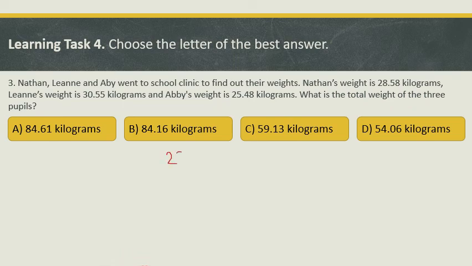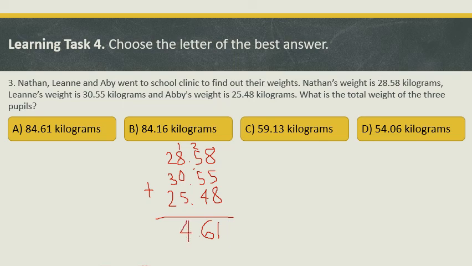So, pag-a-add natin tatlong weight. Si Nathan ay 28.58. So, ito yung weight niya. And then, si Lian ay 30.55. And si Abby is 25.48. So, total amount. So, ito ay addition. So, 8 plus 8 is 16 plus 5 is 21. Carry 2. 5 plus 5 is 10, plus 4 is 14, plus 2 is 16. Okay, so carry 1. So 8 plus 1 is 9, plus 5 is 14. So carry 1 ulit. So 2 plus 1 is 3, plus 3 is 6, plus 2 is 8. So ang answer is 84 and 61 hundredths. So letter A.